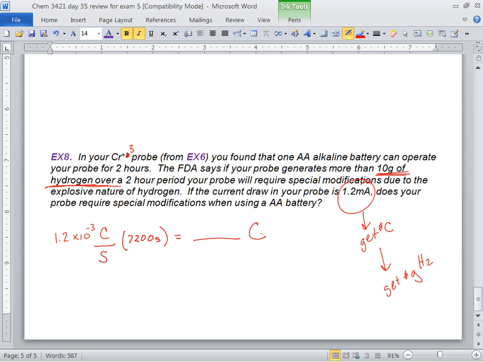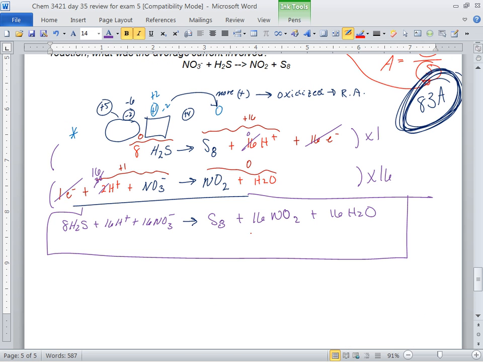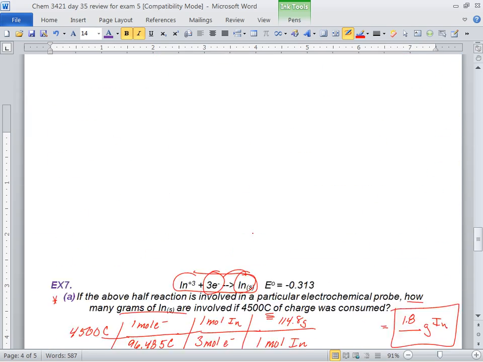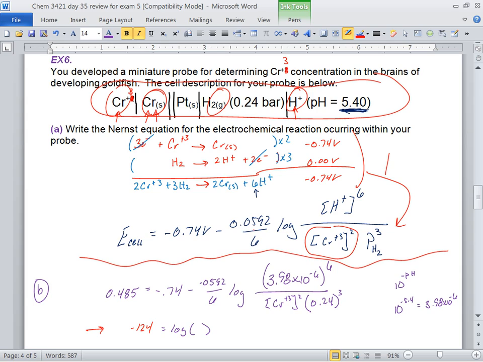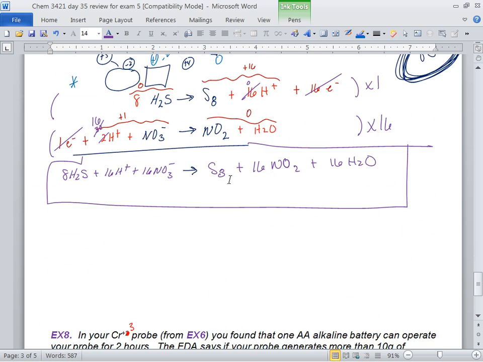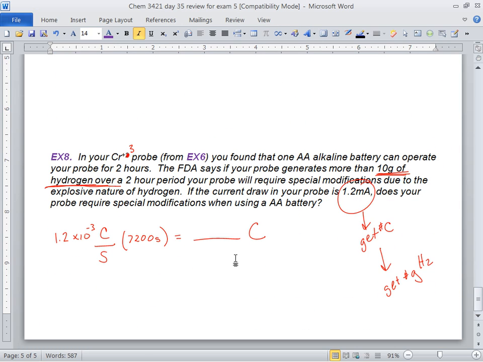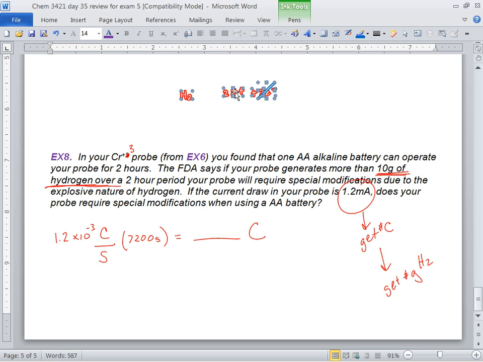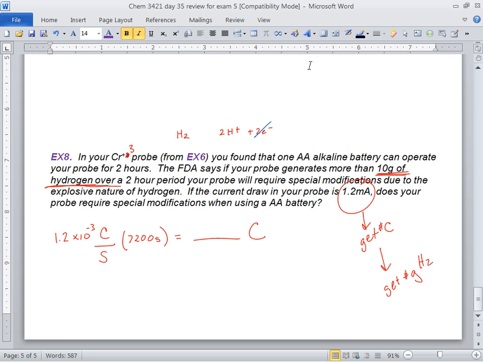You're going to need a mole bridge. And we can copy and paste that. Where was that? That swimming in circle thing. Here it is. You need your half reaction. Lost my arrow. There's 2 moles of electrons for every 1 mole of H2.